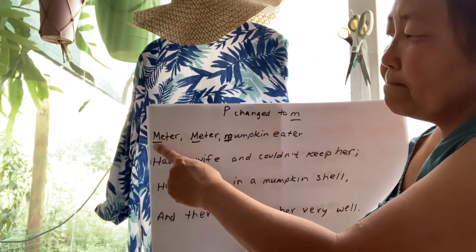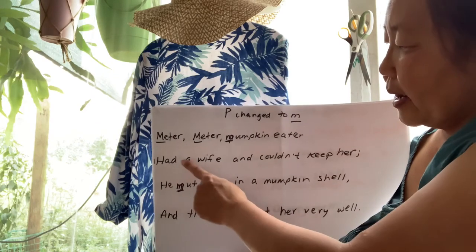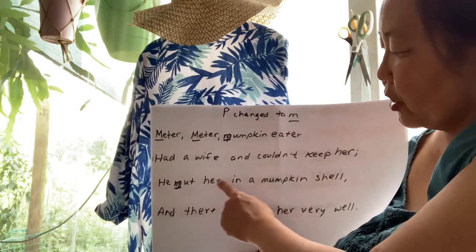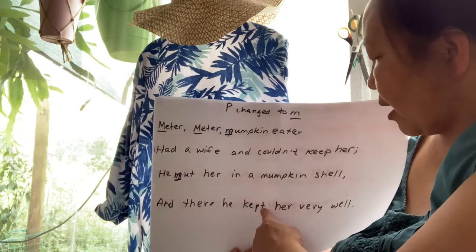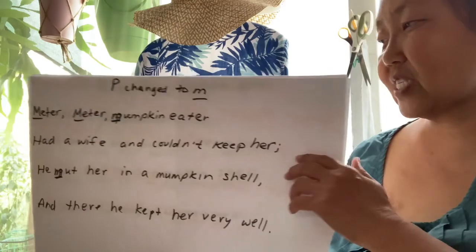Say again. Meter, meter, pumpkin eater. Had a wife and couldn't keep her. He put her in a pumpkin shell, and there he kept her very well. Silly, huh, Miss Vane? You're so silly.